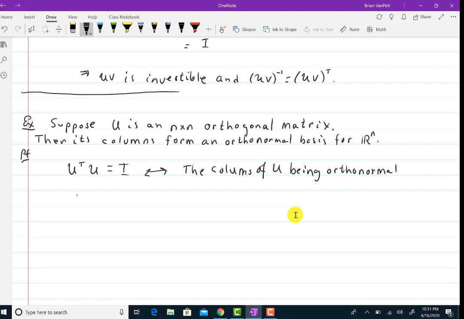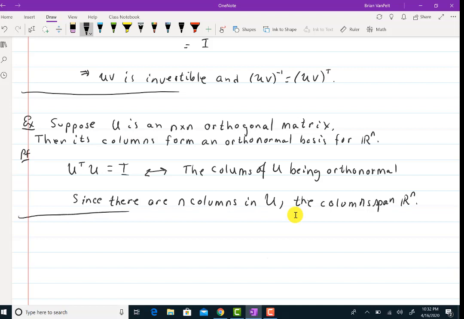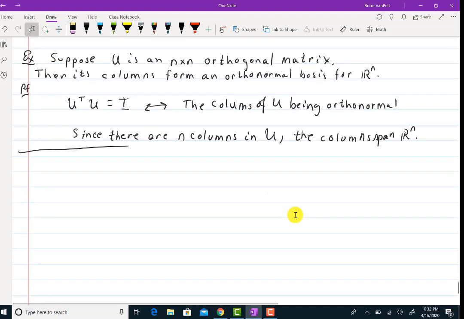And the fact that since there are n columns in U, the columns span Rn. The dimension of them is n. There's about 100 ways you can possibly say this, but it's pretty evident.